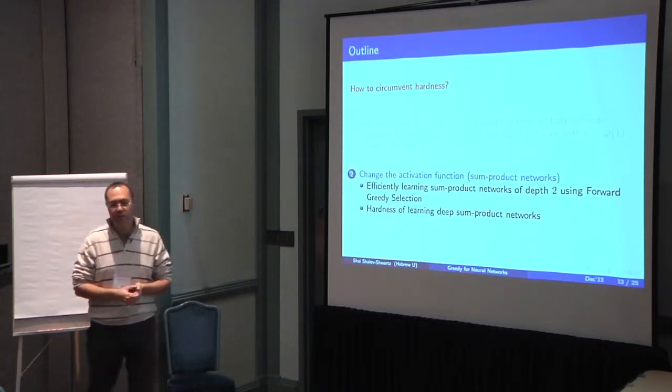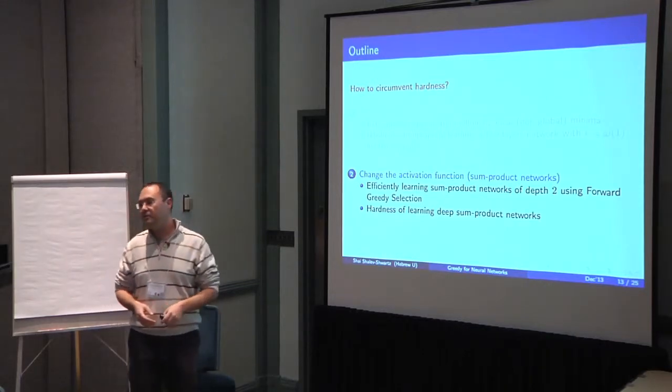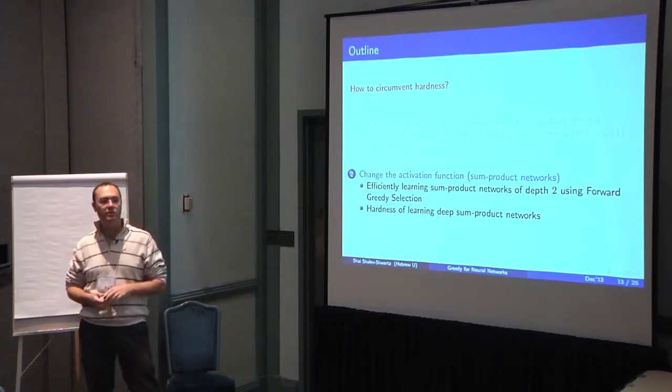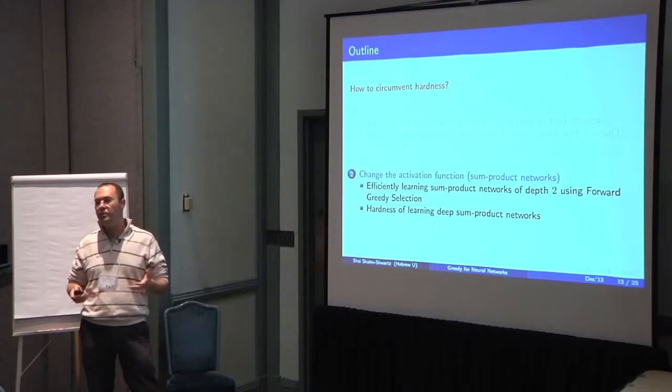Anyway, back to neural networks. So things look really bad. Even very simple networks are difficult to learn. And what we need to do, yeah?